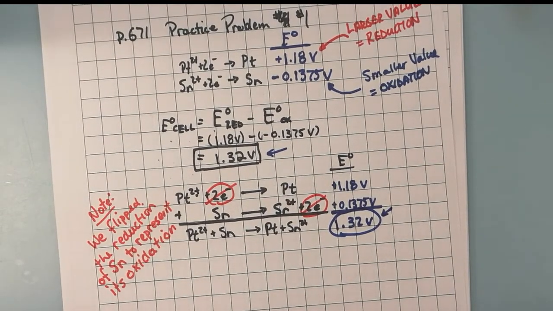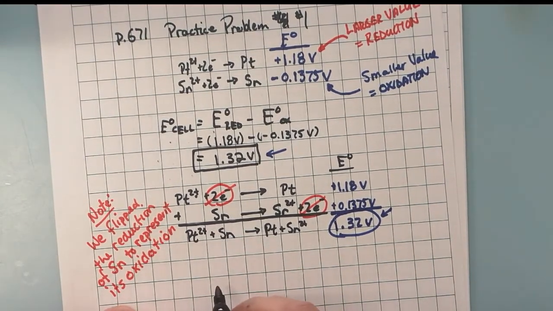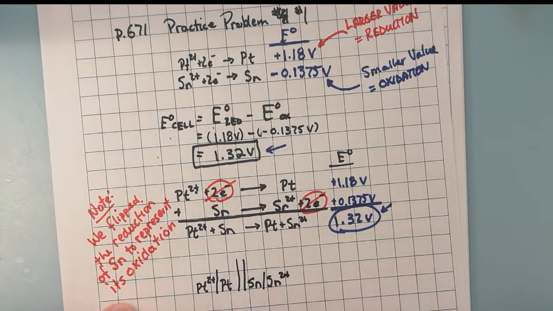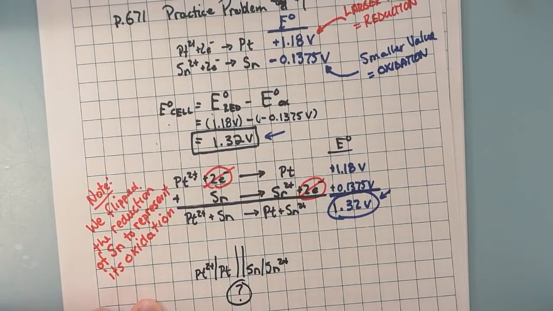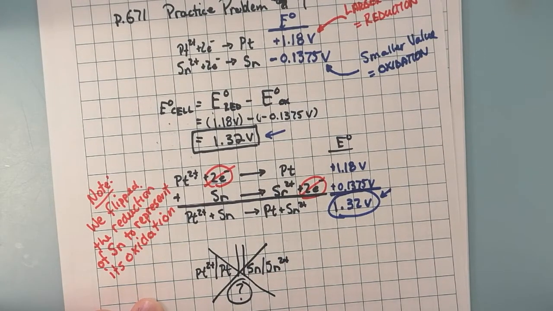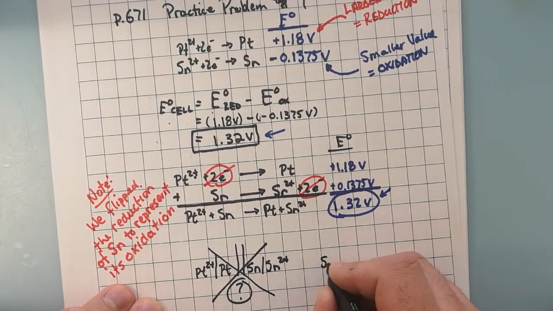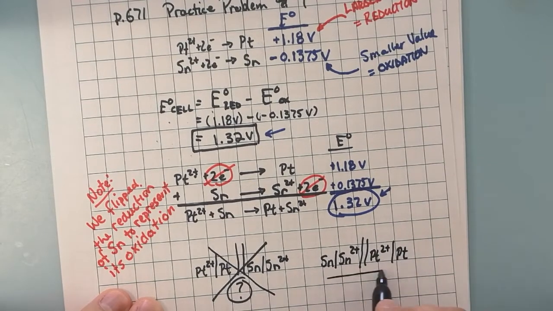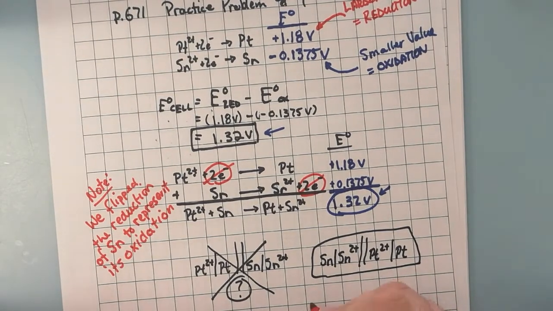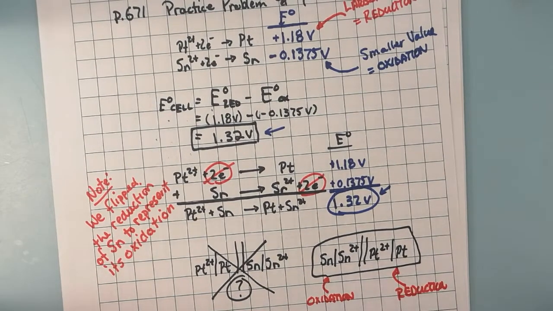Finally, we have to represent this as a cell potential using cell notation. Let's describe this electrochemical cell using cell notation. Is this correct? No, this is not correct. We want to make sure that we have the oxidation listed first and the reduction listed second. So let's try this again. Much better. Because remember, we want to list oxidation first, and we want to list reduction second.